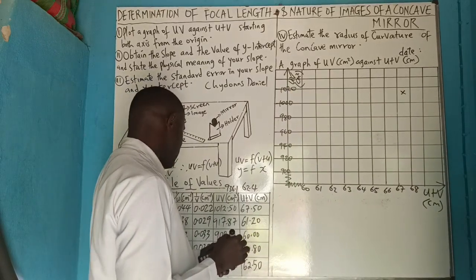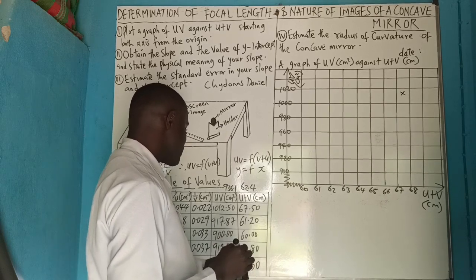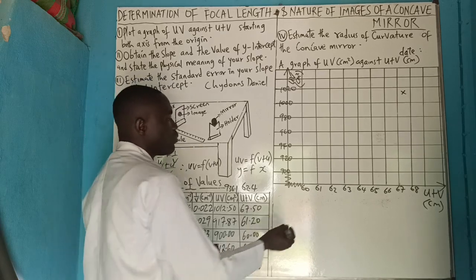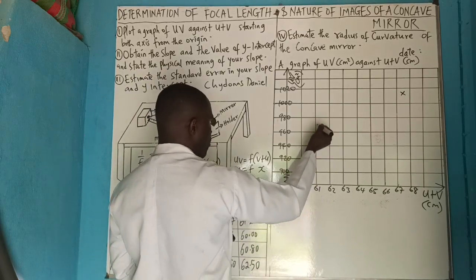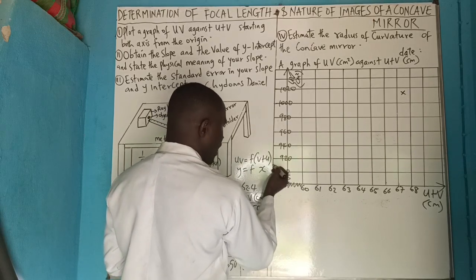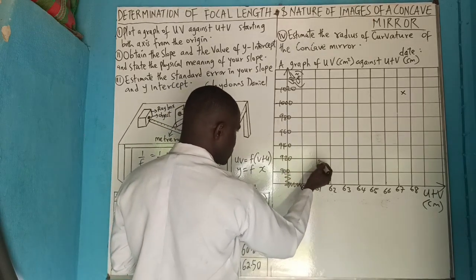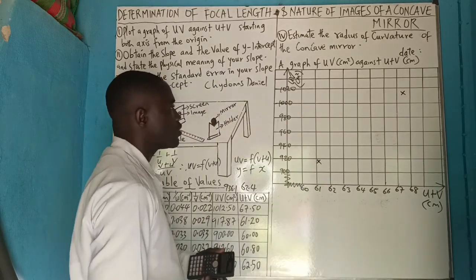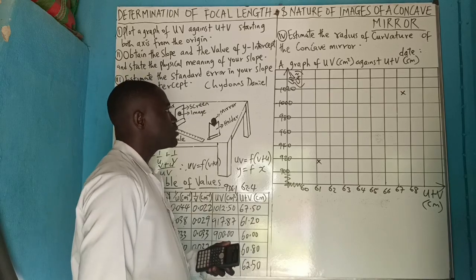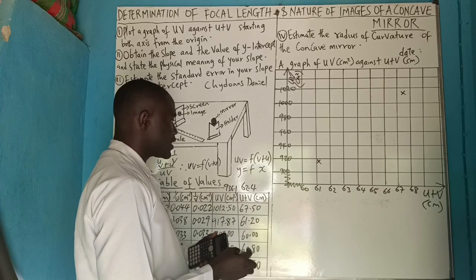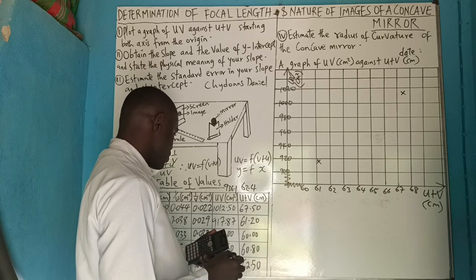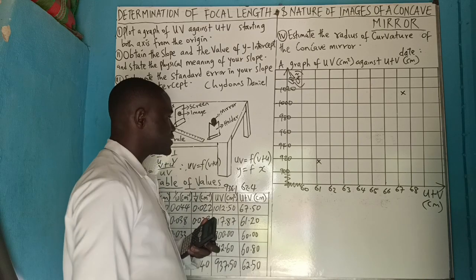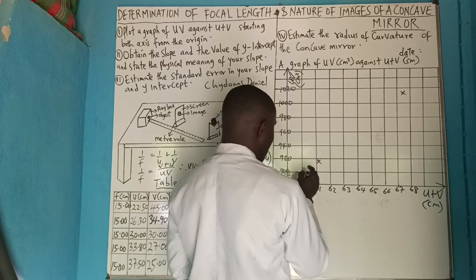Then we take again 917.87 against 61.2. 917 will be close to 920. Okay. Then we also take another one. We will say 900 against 60.